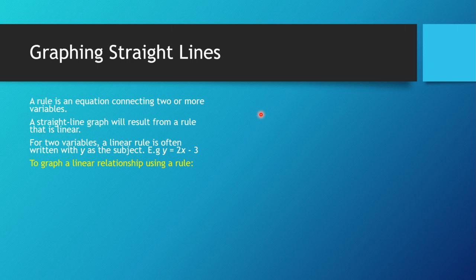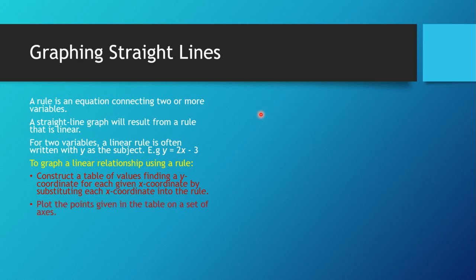a number of steps. First of all, we construct a table of values, finding a y coordinate for each given x coordinate by substituting or replacing each x coordinate by its number and calculating the y value. We then plot the points given in the table on a set of axes, and then we draw a line through the points to complete the graph. So let's see how these three things work.